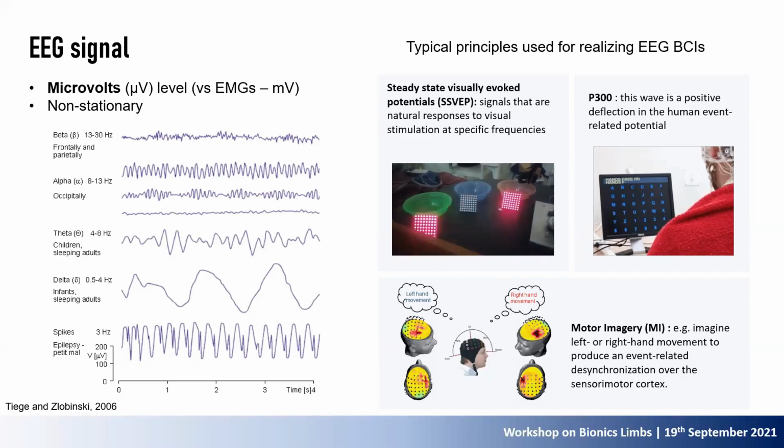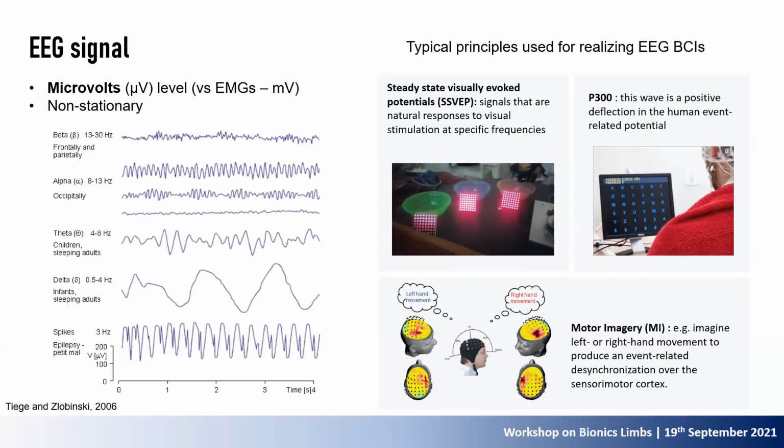We can predict some of these diseases, for example, human behaviors based on EEG as well. But more importantly, there are a few principles that we can use to develop BCIs for controlling bionics. I have listed some of these commonly used principles here.